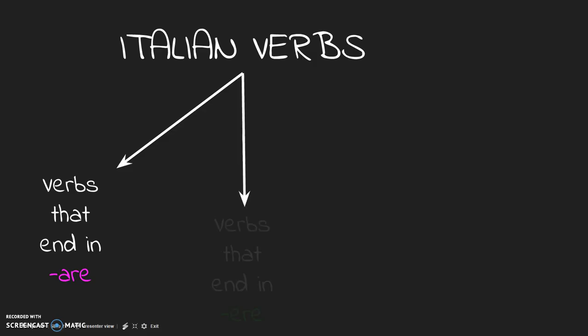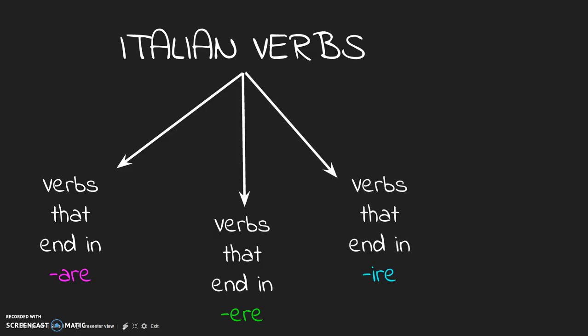We also have verbs that end in -ere, or -ere verbs, like the verb leggere, to read. And we have verbs that end in -ire, or -ire verbs. For example, dormire, which means to sleep. So these three groups of verbs are all called regular verbs because they follow very predictable patterns and rules. And once you learn those rules, you can apply them to any verb within that particular group.